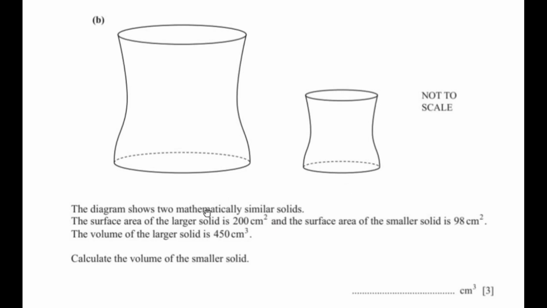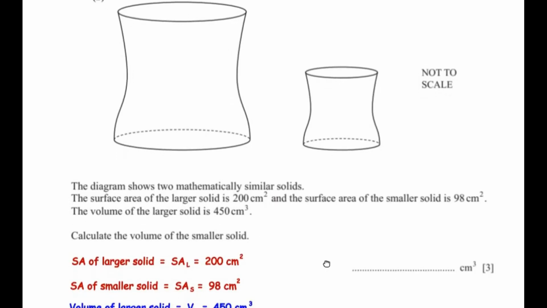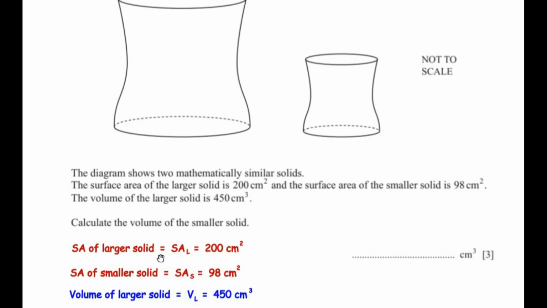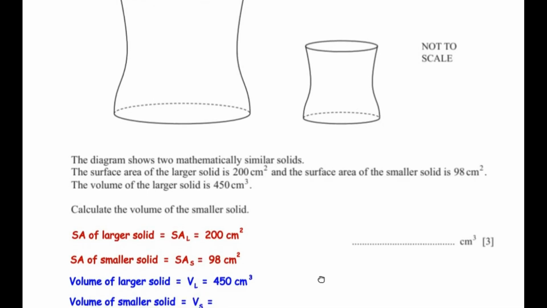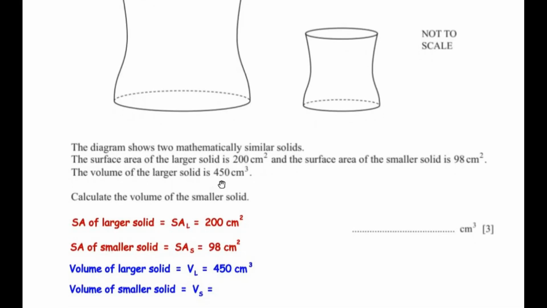So let us first write down all the data given in this question. So here we have written the surface area of the larger solid. I have considered it as SAL, that is surface area of the larger solid, as 200 centimeters square. Surface area of the smaller solid as SAS is equal to 98 centimeters square. Volume of the larger solid as VL and its value is given as 450 cubic centimeter. This is what we need to find out, that is volume of the smaller solid.